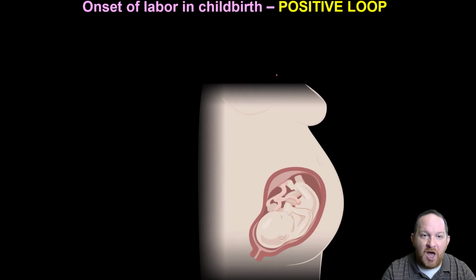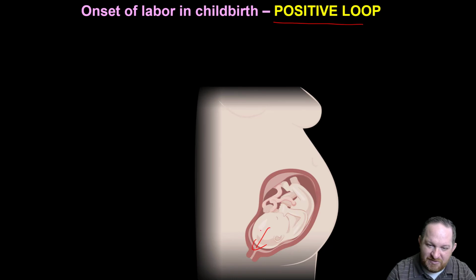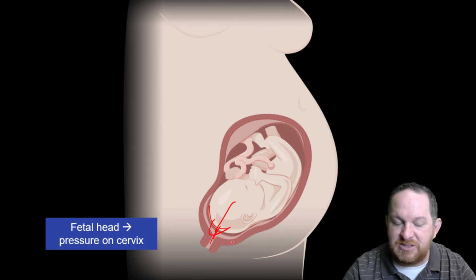So another example that's very common to think about of a positive loop is the onset of labor in childbirth. So here we have a pregnant woman. Looks like this baby's pretty big, growing in the uterus here. Oh, it is about ready to come out. When the baby is ready to come out, what happens, as you can see here, the head of the fetus will start to put some pressure on the cervix, this opening to the uterus.